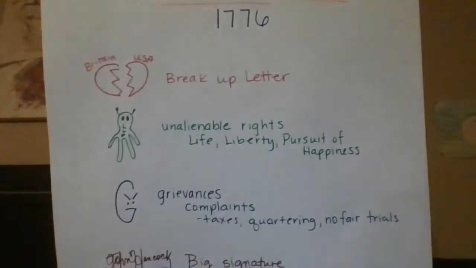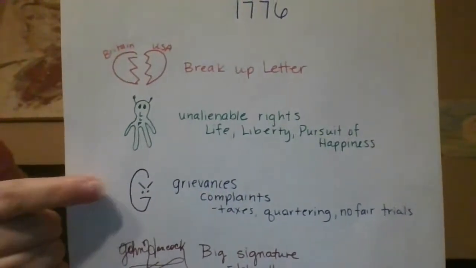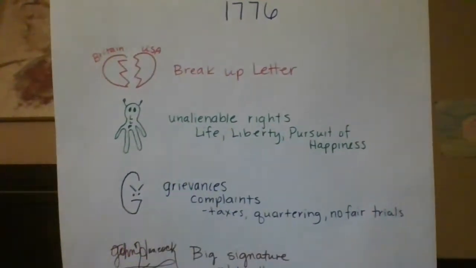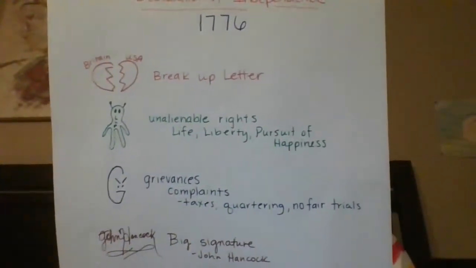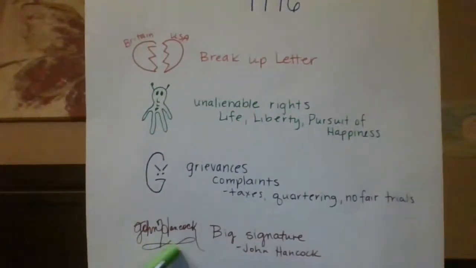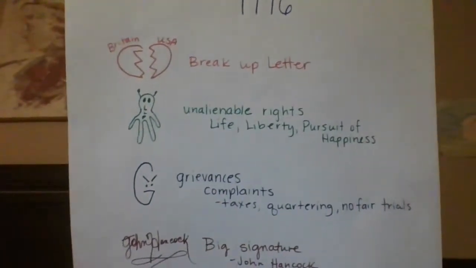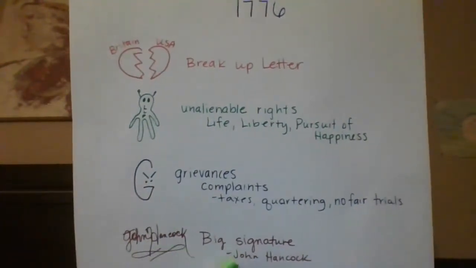And then the grievances. These are the list of complaints, the things that we are angry about, the reason that we are breaking up with Britain. Those are the grievances. So things like you taxed us without representation, you were doing the quartering of soldiers, you were not giving us fair trials. Those are all examples of grievances. And then the last thing we remember about this is John Hancock had the biggest signature. There were 56 total people who signed this, but John Hancock has the biggest signature.